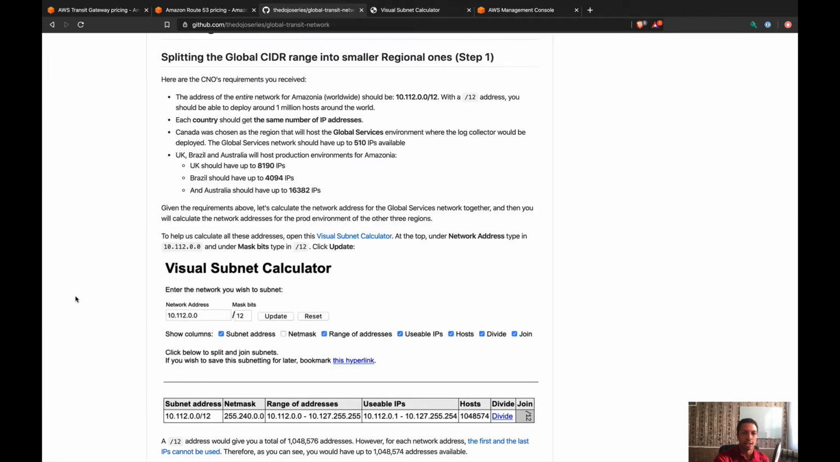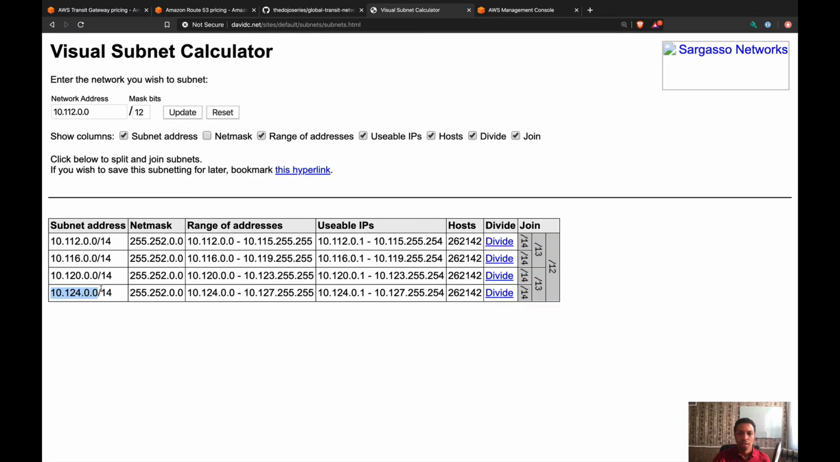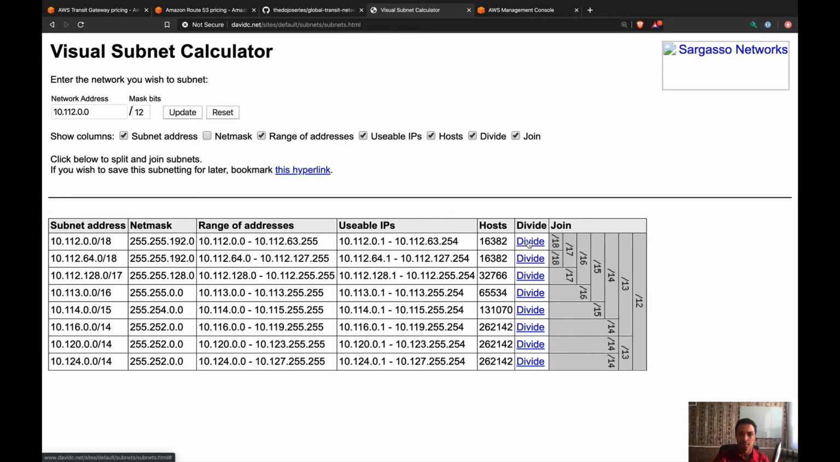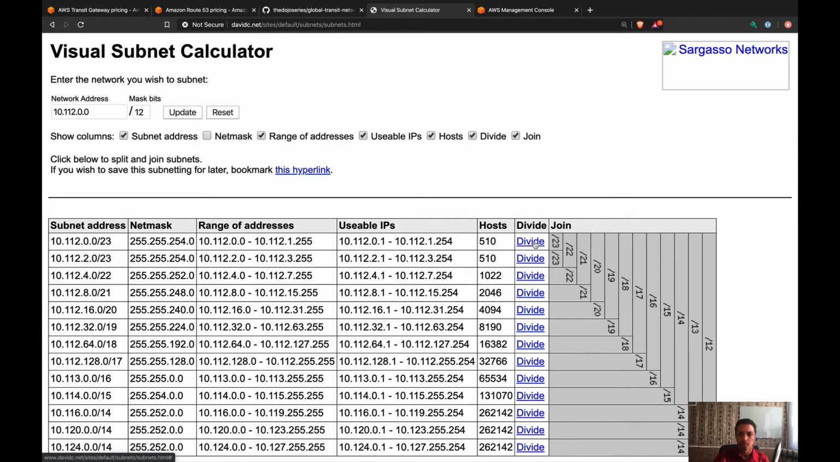If we go back to the challenge, we'll see that for global services we actually need 510 IPs, and then UK 8,000, etc. Here you see that we have way more than we actually need. And like I said, this is for the entire country. If we want only 510, we're going to have to split this /14 into much smaller ranges. So let's start clicking divide until we see 510 IP addresses. There it is. So 510 addresses, that'll be a /23 address.